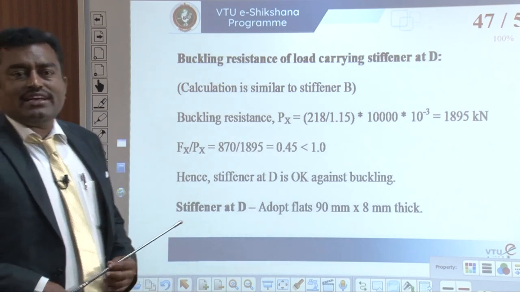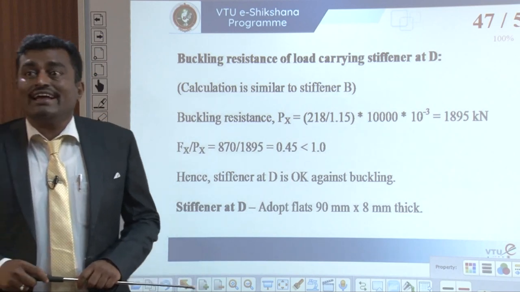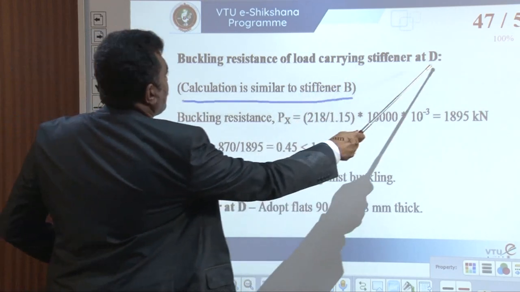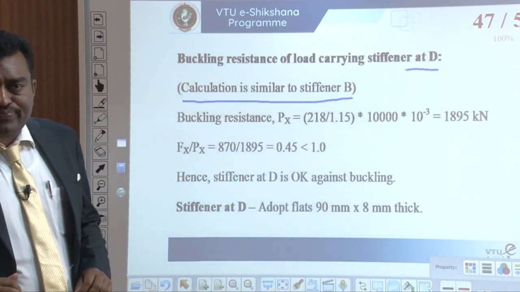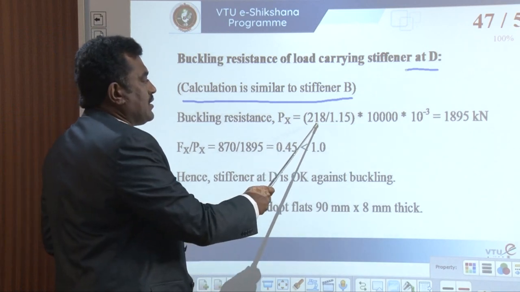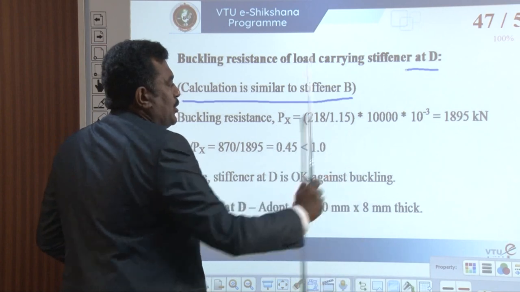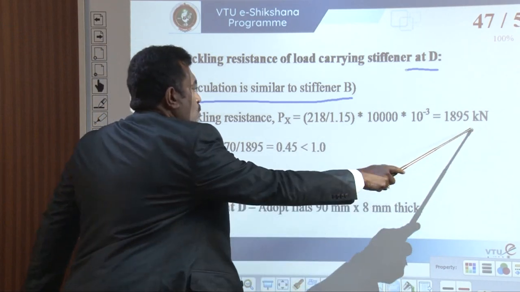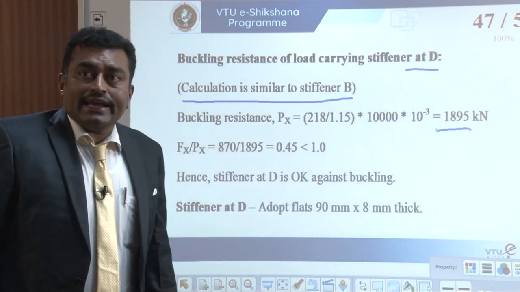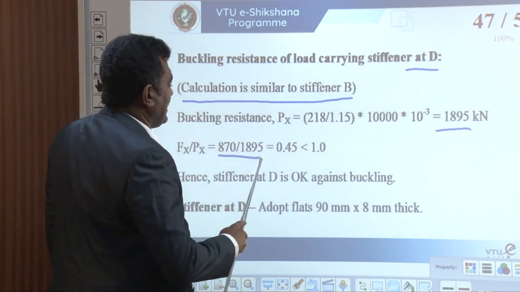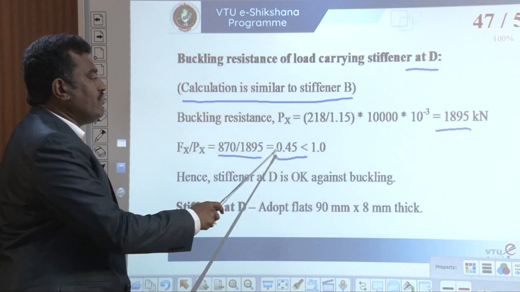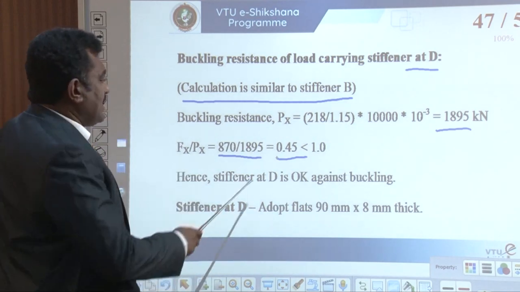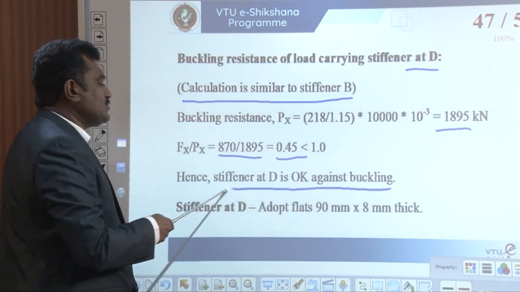Then coming to the check for buckling resistance or load carrying capacity of stiffener D. The calculation is similar to stiffener B. The stiffener D and stiffener B calculations are the same. Then the buckling resistance P_x is equal to 280 divided by 1.18 into 1000 into 10 raised to minus 3, which gives 1895 kilonewton. F_x divided by P_x, substituting F_x and P_x, gives 0.45. This is smaller than 1. Hence stiffener D is okay against buckling. We can say the value is lesser than 1. Therefore, stiffener D is okay for buckling.